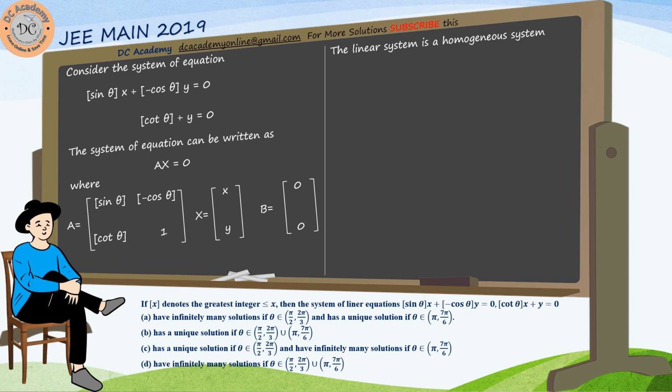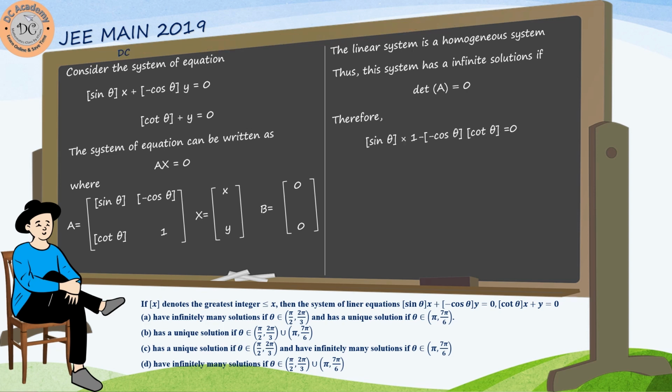Now, this linear system is a homogeneous system as it has Ax equal to 0. This homogeneous system has infinitely many solutions if the determinant of the matrix is 0. So let's calculate the determinant. It is a 2 by 2 determinant of A, which is very simple. It will be box of sine theta into 1 minus box of minus sine theta minus cos theta into box of cot theta. If this expression, box of sine theta minus the box product with box of cot theta, is equal to 0, then it will have infinitely many solutions.